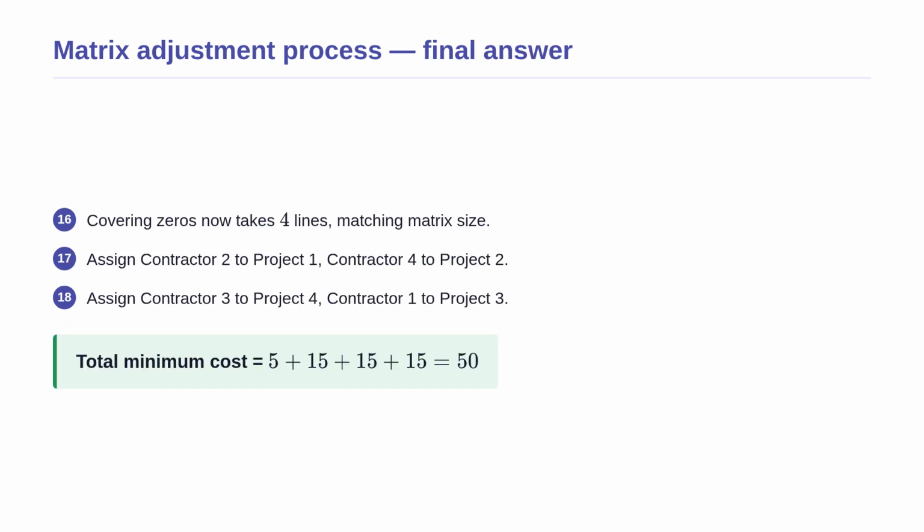Now we try to cover the zeros again in our newly adjusted matrix. It now takes 4 lines to cover all the zeros, which matches our matrix size of 4. We have reached the optimal solution. We assign the contractors to the projects based on the zero locations. Looking at the original costs, we add 5, 15, 15, and 15. The absolute lowest cost possible is 50.